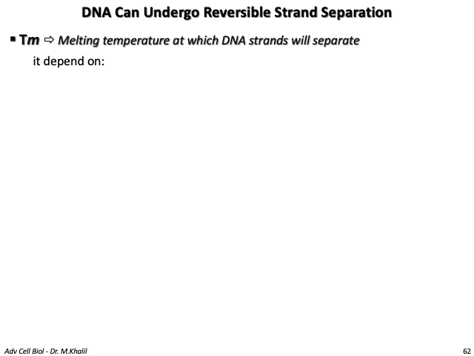The melting temperature at which DNA strands will separate is called Tm, and it depends on a number of factors. It depends on the proportion of GC. A higher GC percentage will increase the Tm, not decrease the Tm.